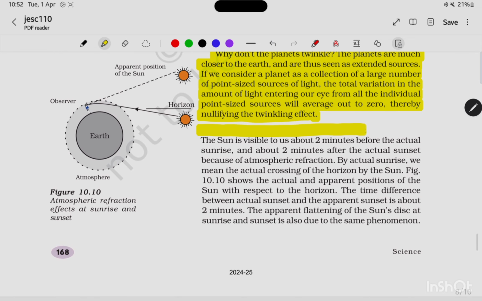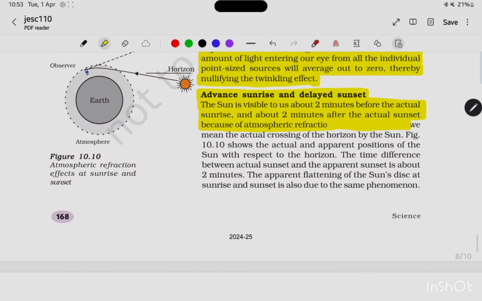Advance sunrise and delay in sunset. The sun is visible to us about 2 minutes before the actual sunrise and about 2 minutes after the actual sunset because of atmospheric refraction. By actual sunrise, we mean the actual crossing of the horizon by the sun.